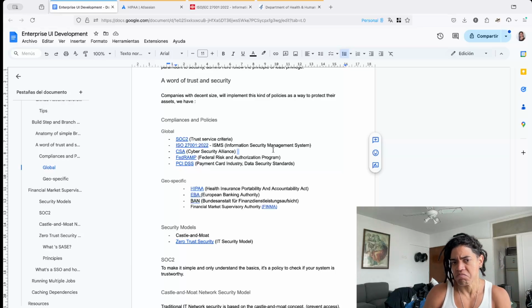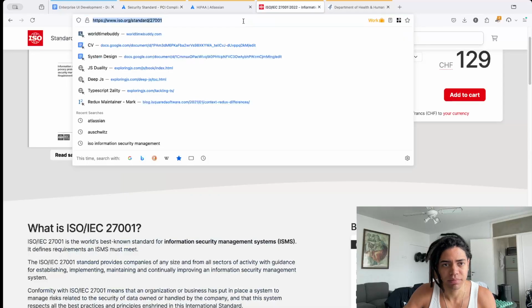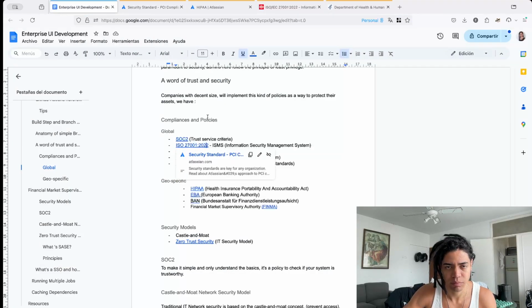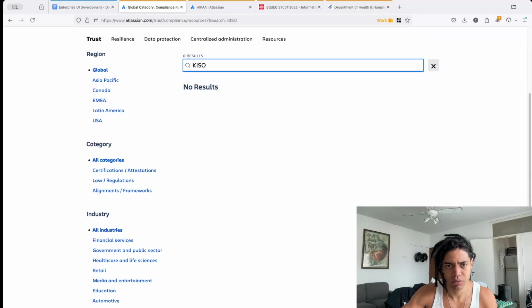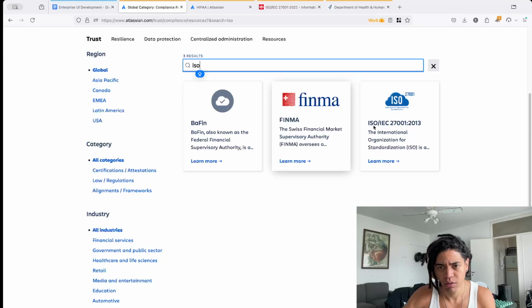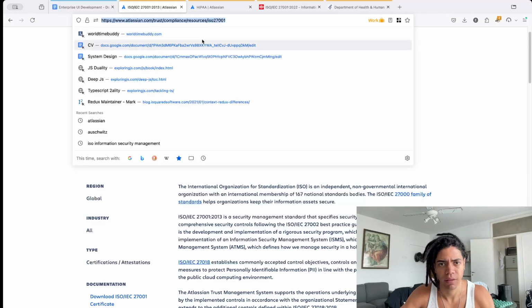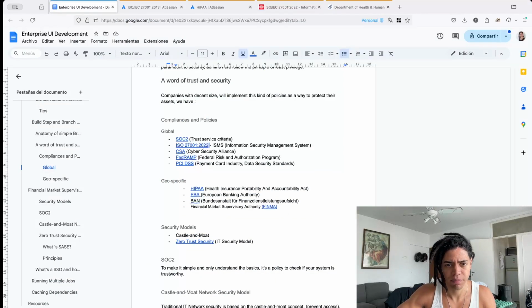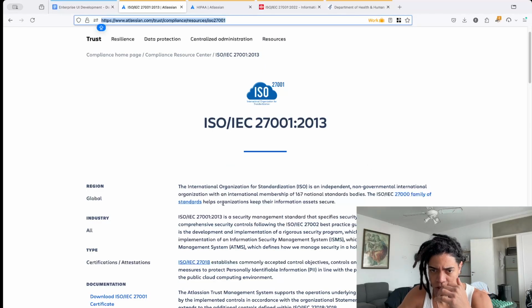The next is the International Organization for Standardization. Let me see if they actually pull this in here. The ISO family, the International Organization for Standardization.